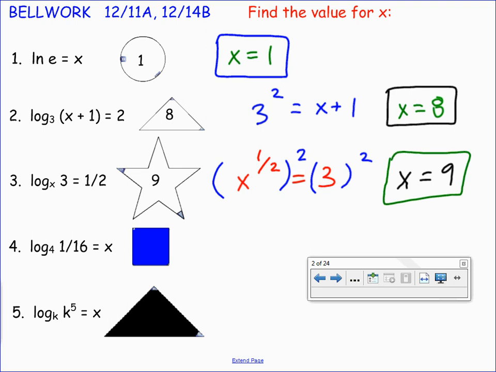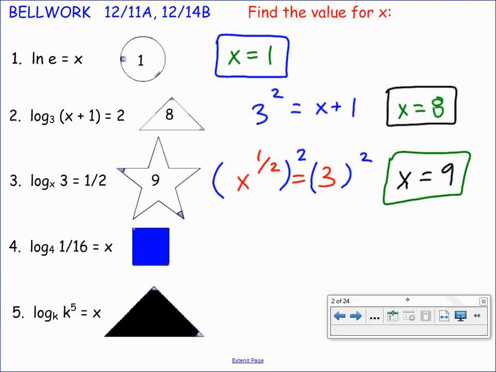Great. Go ahead and share the power statement for number 4 then. Be ready. What would that look like as a power statement? Caitlin T? 4 to the x equals 1/16. Good. Thank you.